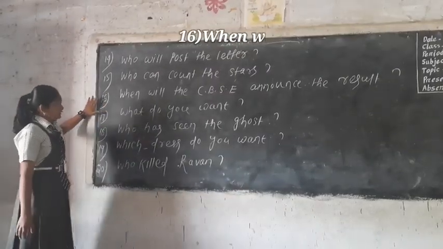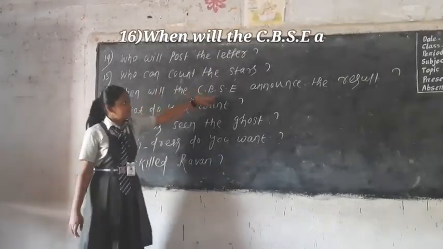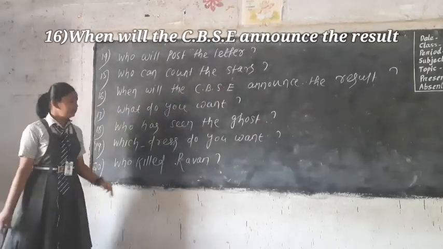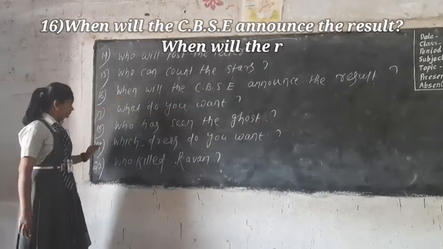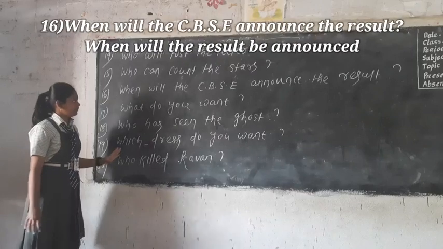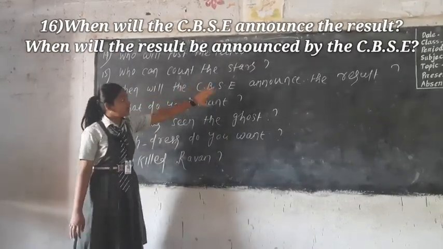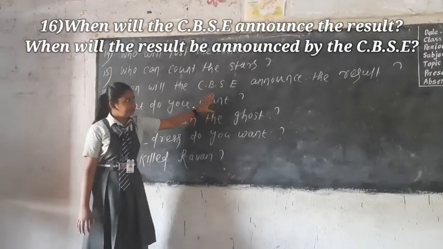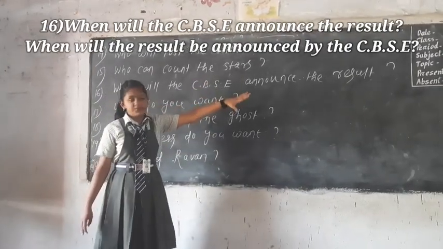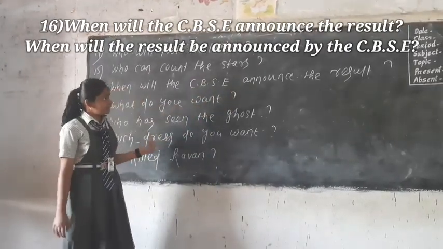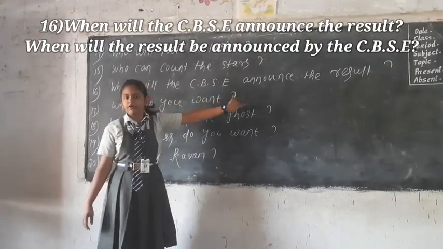Let us come to the next example. When will the CBSE announce the result? So here there will be only one passive voice. When will the result be announced by the CBSE? The result is the object, so it will become the subject, and announced will become the verb 3 form.